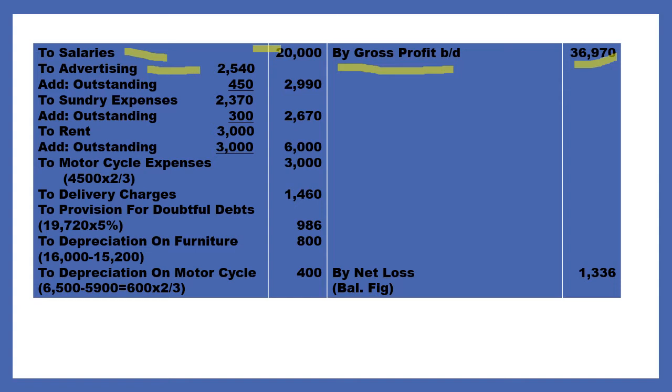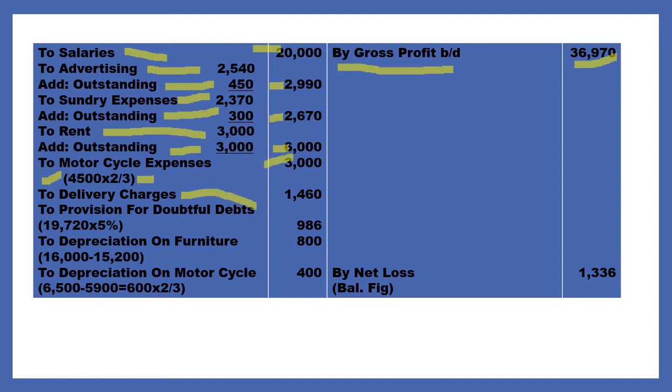2,540, add outstanding 450 rupees, 2,990. Sundry expenses, again there is an adjustment, outstanding sundry expenses 300, 2,670. Rent 3,000, outstanding 3,000, 6,000 in the outer column. Motorcycle expenses 4,500, but motorcycle 1/3 is used for private purpose, so only 2/3 to be considered in the business accounts. So 4,500 into 2 by 3, it comes to 3,000 rupees.